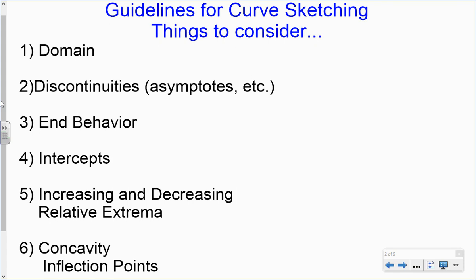Intercepts are always helpful. Okay? If we can find them without our calculator, then those are easy points to plot. And then we can go through our first derivative and second derivative for them to help us with the information that we found on our quiz.